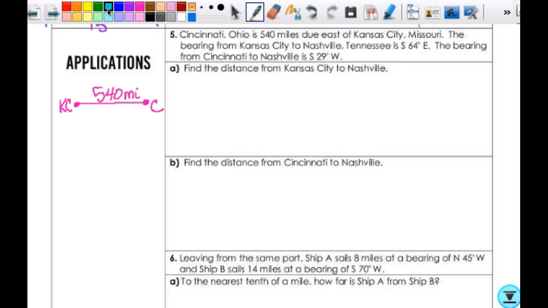So then it talks about the bearing from Kansas City to Nashville. All right, so to get the bearing, I'm starting at Kansas City. So here's my north, south, east, west, right? So the bearing from Kansas City to Nashville is south 64 degrees east. So I'm going to go south and swing 64 degrees east. So it'll be like right here. And this right here is 64 degrees. Okay, does that make sense to you?